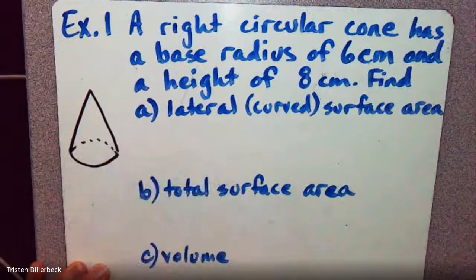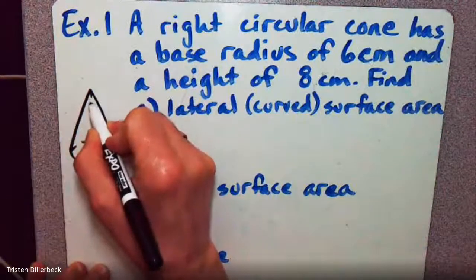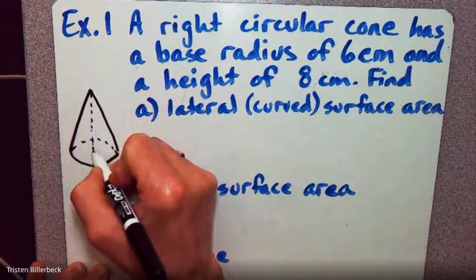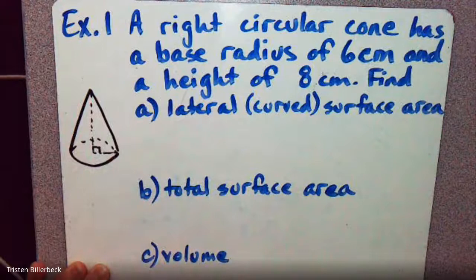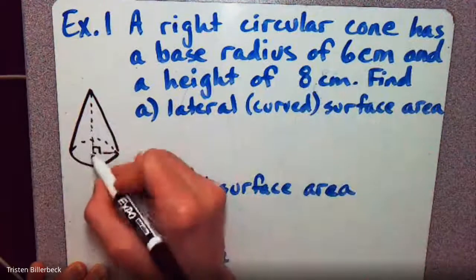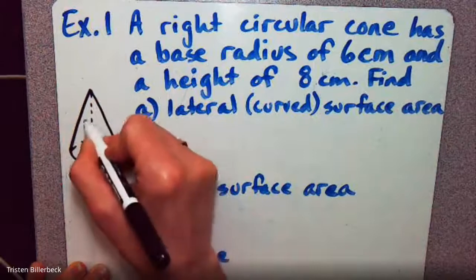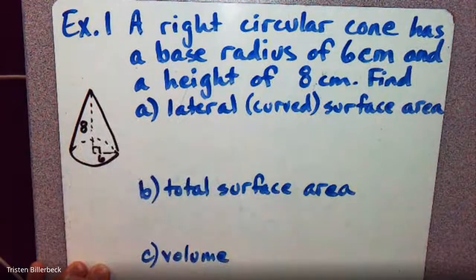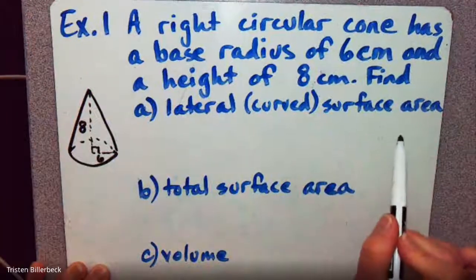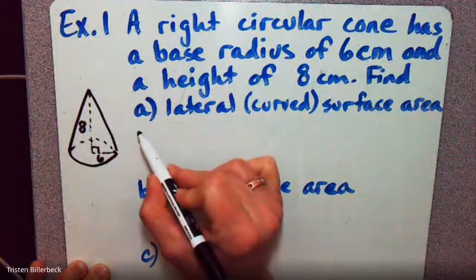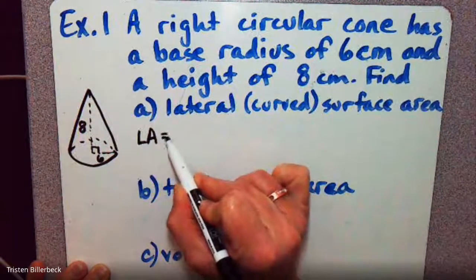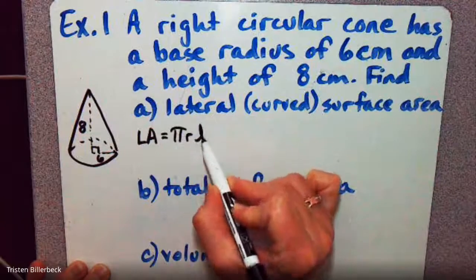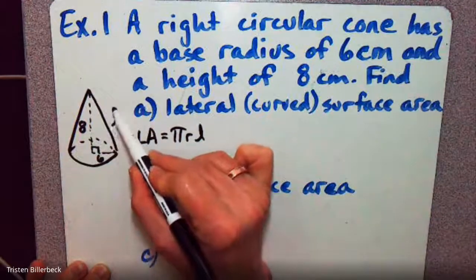And the dotted line means it's hidden, you can't see it. Okay, so we have a height here coming down to the center here and a right angle. So it says the radius is 6. So this is 6 and the height is 8. And it says find the lateral curved surface. Well, lateral surface area, let's abbreviate lateral area, is pi r L. But wait a second, we don't know L.